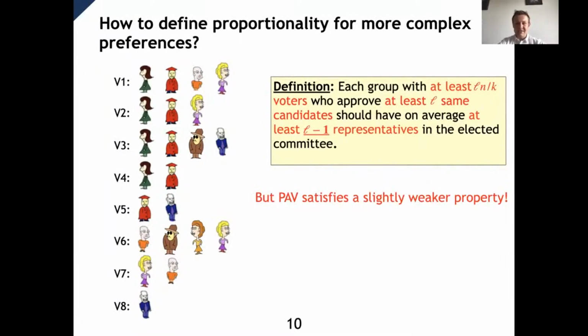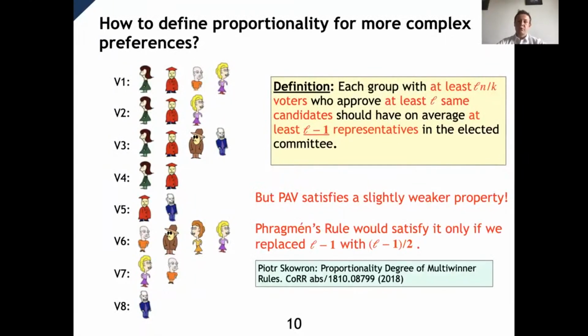However, if we slightly relax this property and require that an L-cohesive group of voters should be given on average at least L-1 representatives in the elected committee, then this property can be satisfied. And interestingly, PAV is a rule which satisfies this property. Further, if we relax this property even more by requiring that the group of L-cohesive voters should be given on average (L-1)/2 committee members, then this property would be satisfied by Phragmén's rule. So these kinds of arguments can be interpreted as follows: PAV is twice more proportional than Phragmén's rule.